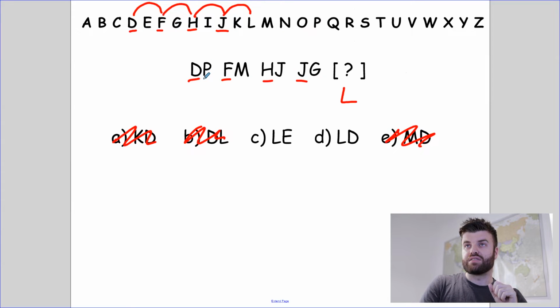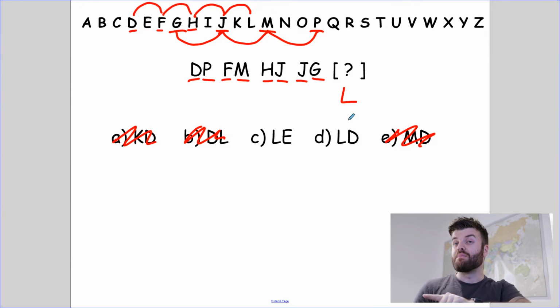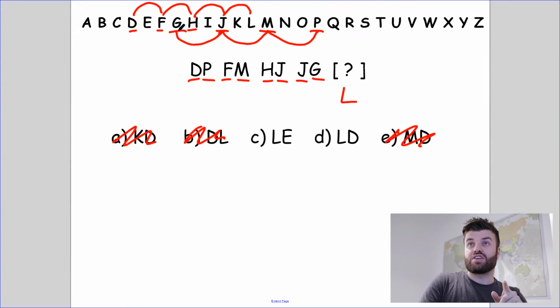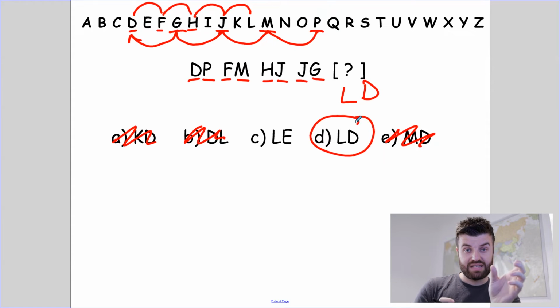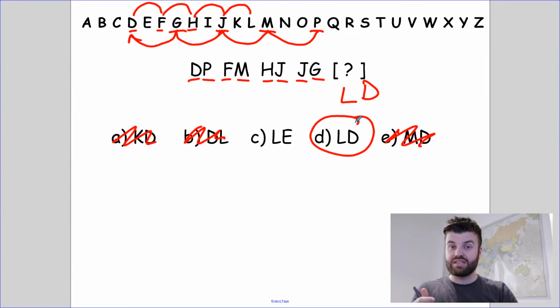Now let's look at the second letters. P goes to M, goes to J, goes to G. This time we're going backwards, -3 jumps. So let's go -3 from G, we're going to end up at D. So you have LD, we're going to circle that, simple as that. Count the jumps, first letter, count the jumps, second letter, solve the code.